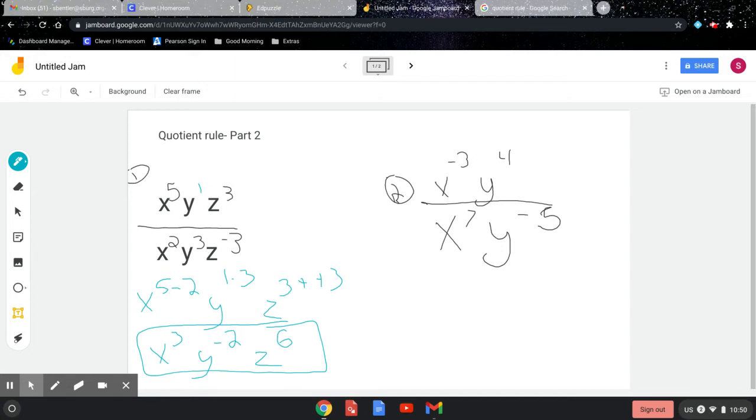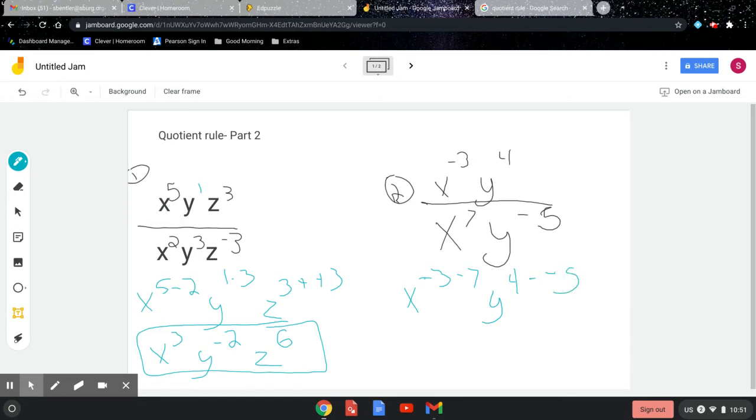Okay, let's move on to the next one. I have x's and I have y's. So I'm going to have x: negative 3 minus 7. Then I'm going to have y: positive 4 minus negative 5.